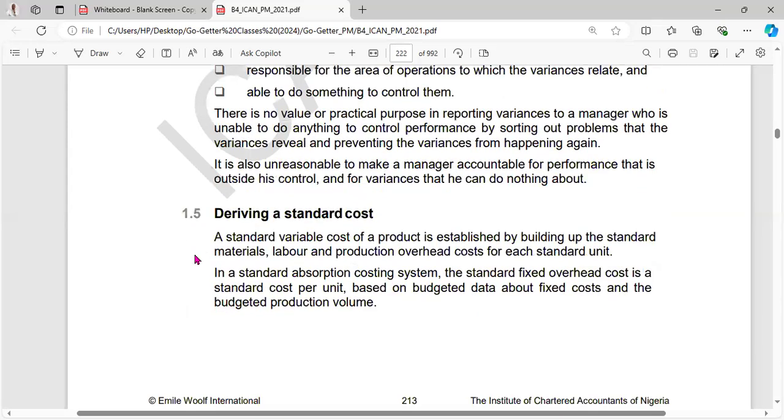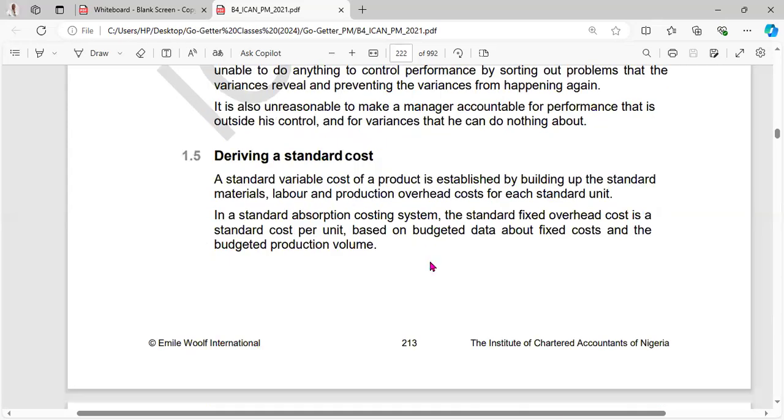Now, let's go to deriving standard costs. A standard variable cost of a product is established by building up the standard material, labor, and production overhead for each standard unit. In a standard absorption costing system, the standard fixed overhead cost is a standard cost per unit based on budgeted data about fixed costs and the budgeted production volume. What I mean is this.